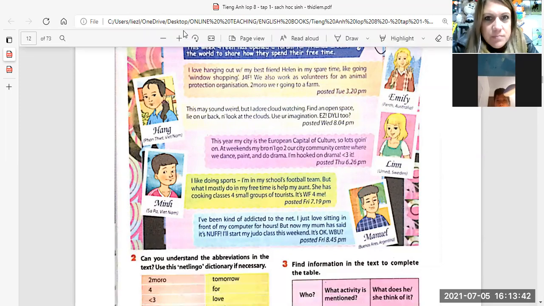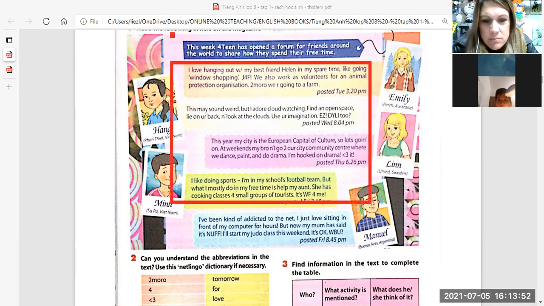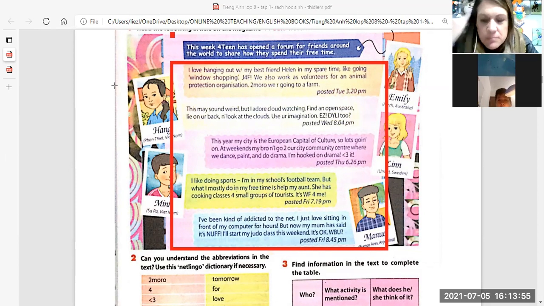I love hanging out with my best friend, Helen, in my spare time. I like going window shopping. We also work as volunteers for an animal protection organization. Good. Tomorrow we are going to a farm. Good.